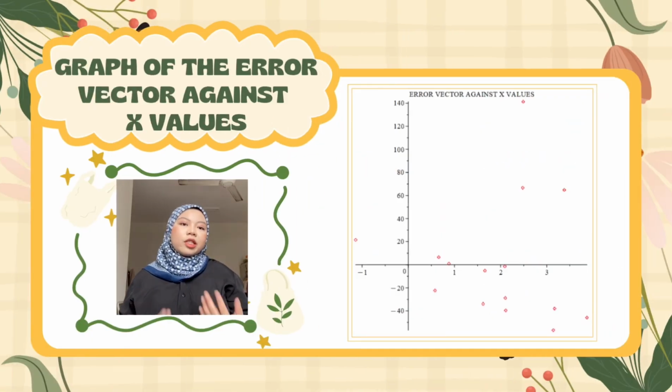Next, we move to the residual plot, error vector against x, which is inflation. This figure shows the residual plot for the quadratic model. Residuals are differences between observed values and the values predicted by our model. Compared to the linear model, the residuals here are more spread out and less patterned, which means the model captures more of the underlying relationship.